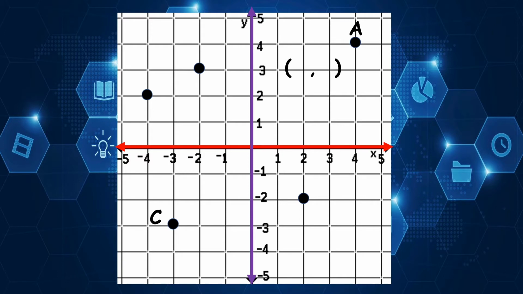Let's have another example. Let's find the coordinate of point A. So the first thing you have to do is find your x-coordinate first, and then look at your y-axis. This point is aligned exactly at 4 for your x-axis, and this point is aligned exactly at 4 for your y-axis. Thus, point A's coordinate is 4 and 4.